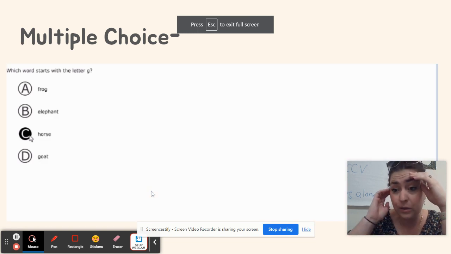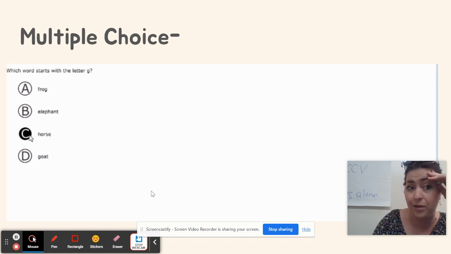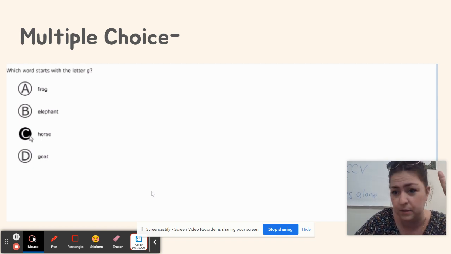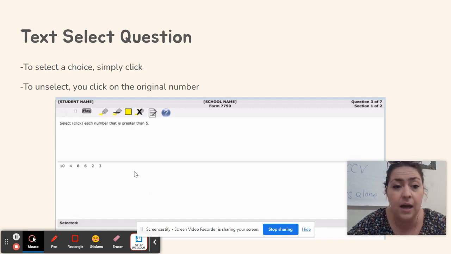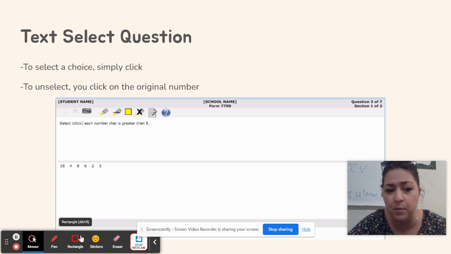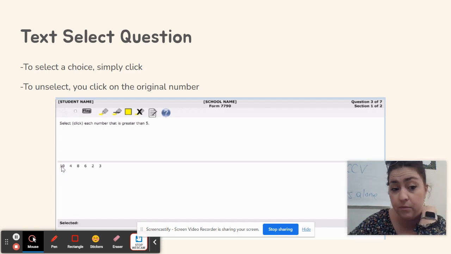Okay. So the ones that grades 3, 4, and 5 will definitely see either on the math or ELA will be multiple choice. Obviously, that one's pretty intuitive. Text select questions. So these ones are kind of funky dunky. What the kids will do is they will click on specific choices, like let's say I'm clicking on 10, and 10 will then drop down to the box that says selected. If they want 10 to come back, like they're like, it's not 10, they will re-click on the original number. So I would click 10 at the top again to retract the 10 from the bottom.